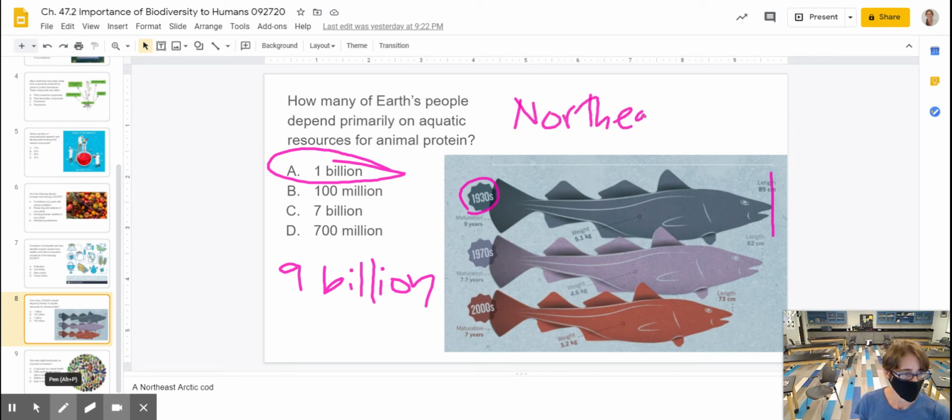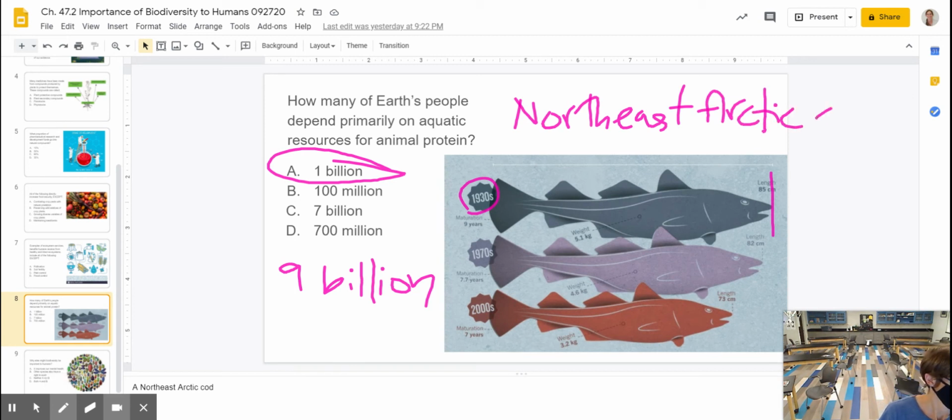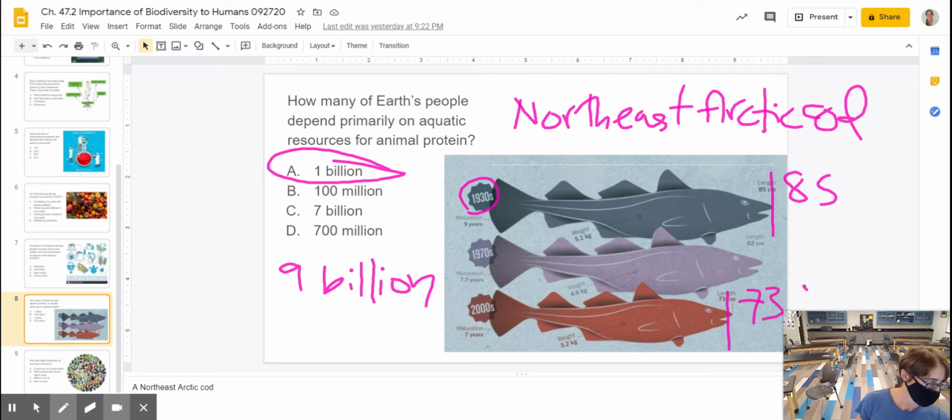Northeast Arctic cod. And in the 1970s, they'd gotten smaller, 3 centimeters smaller on average. In the 2000s, down to 73 centimeters long from 85. So that's 12 centimeters shorter. That's a whole foot. No, sorry, that's inches. 12 centimeters. So it's not a foot, but it's considerably shorter. And there's a couple of reasons for the smaller size.